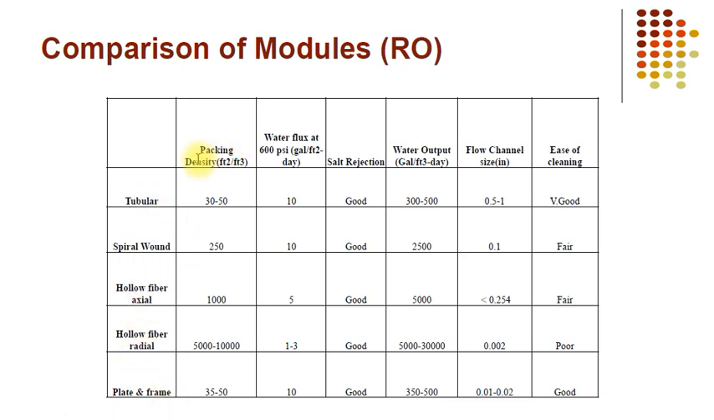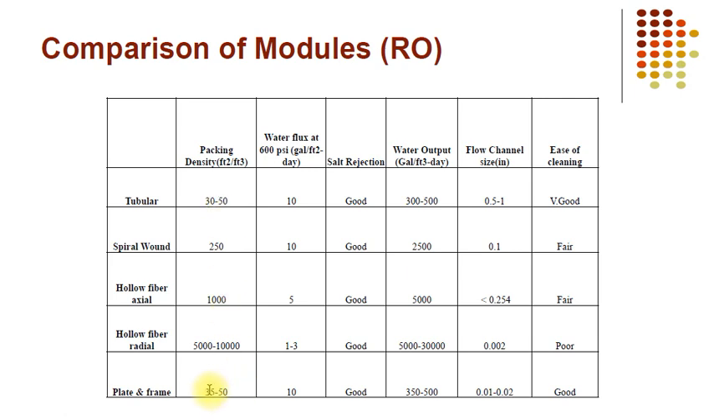So the first comparing criterion is the packing density. Packing density means how much membrane area is available per unit volume. The unit is feet square per feet cube. The smallest packing density is in the tubular membrane module, 30 to 50. Why is it very small? Because the size of the tubular membranes is quite large, so you have less membrane area per unit volume of the module.